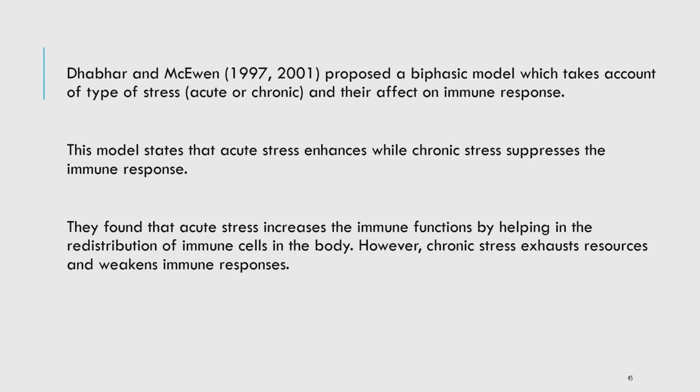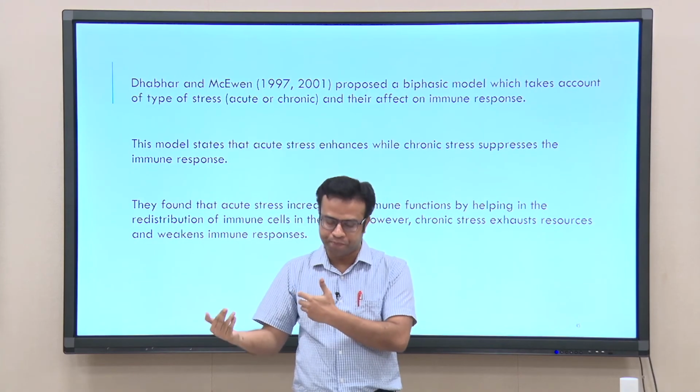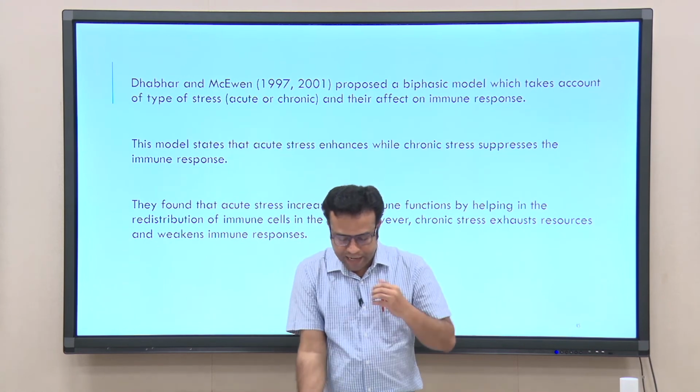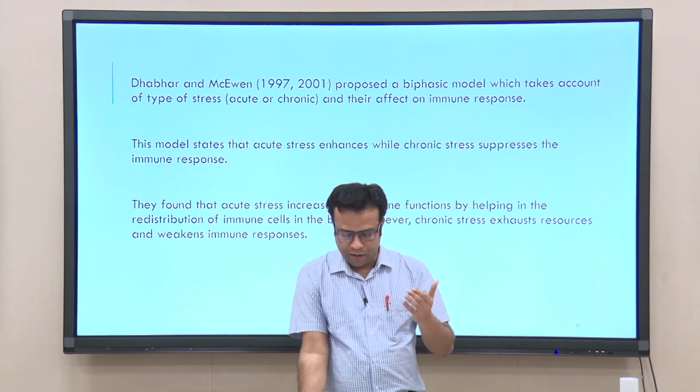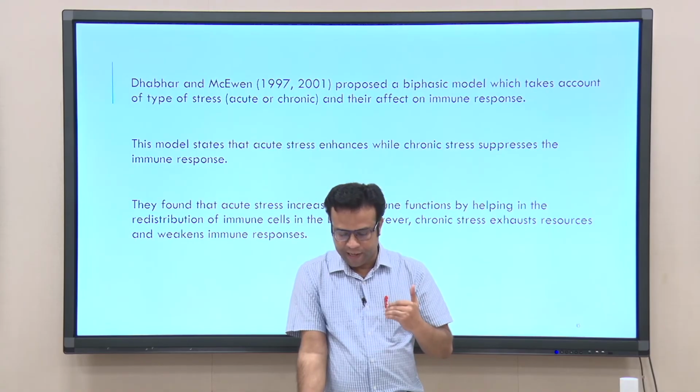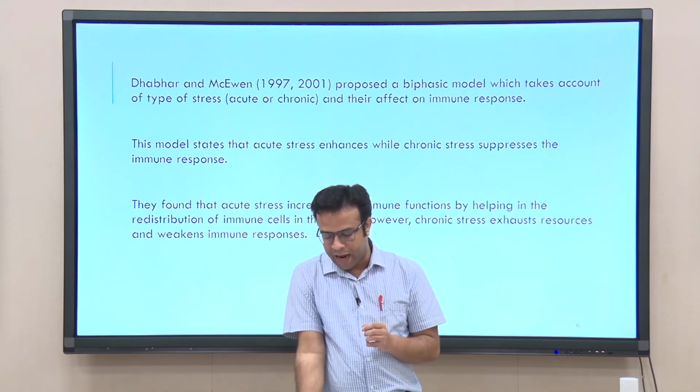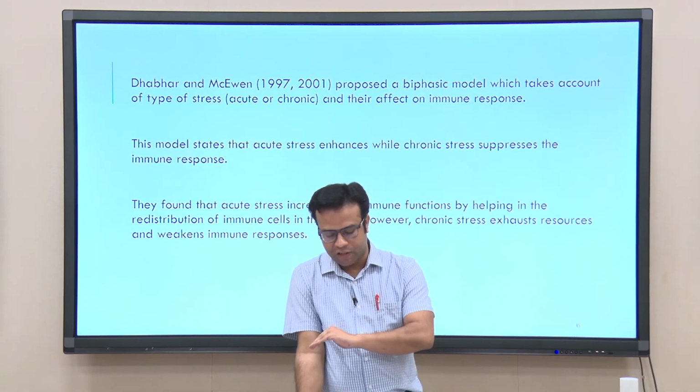The model is called the Biphasic Model, which takes into account different types of stress and how they influence our immune response. Not just stress in general, but is it that different types of stress influence our immune system differently? So this model states, based on the evidence, that acute stress enhances while chronic stress suppresses the immune system.